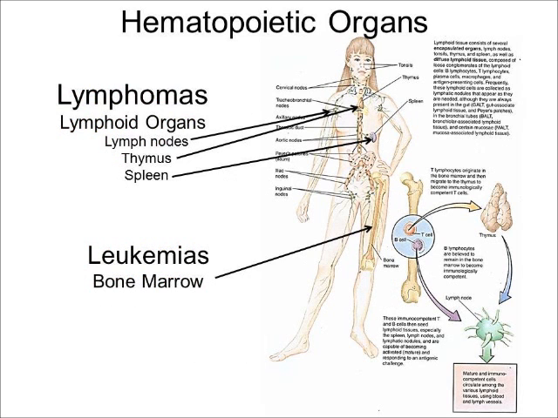This slide just illustrates this point. For lymphomas, think lymphoid organs, and for leukemias, think bone marrow. Now, there is a problem with this old approach for classifying hematopoietic tumors. It is based more on the location than it is on the lineage.